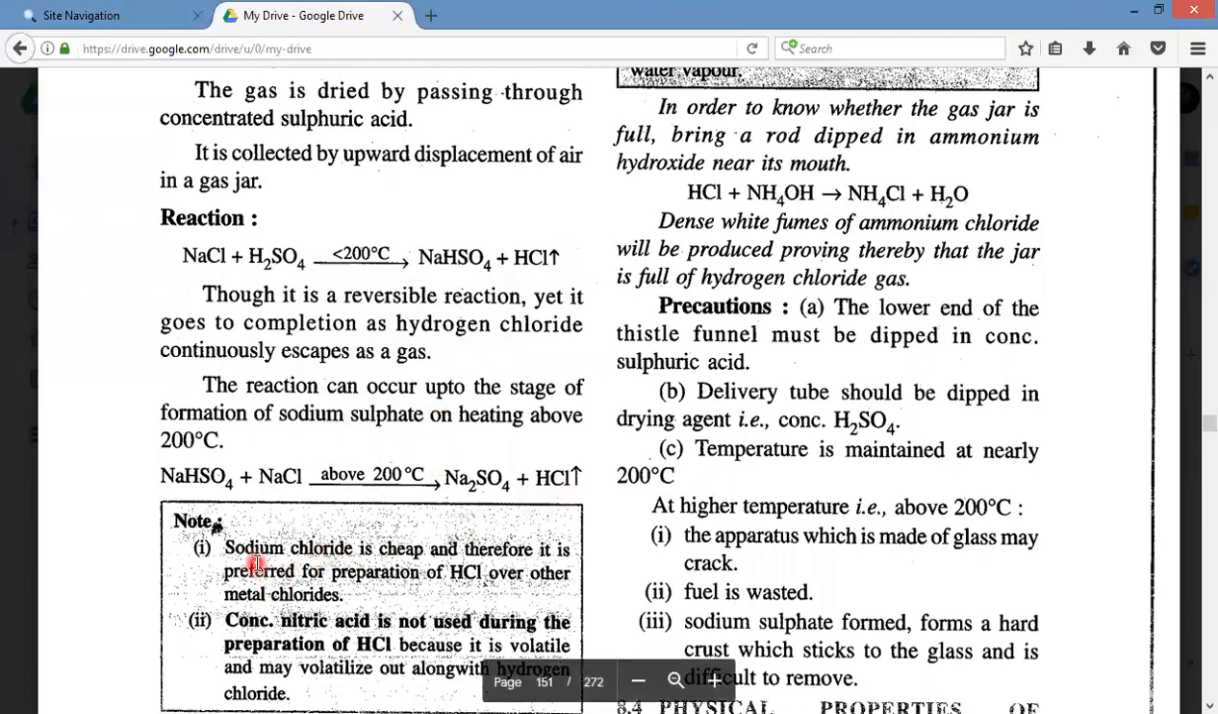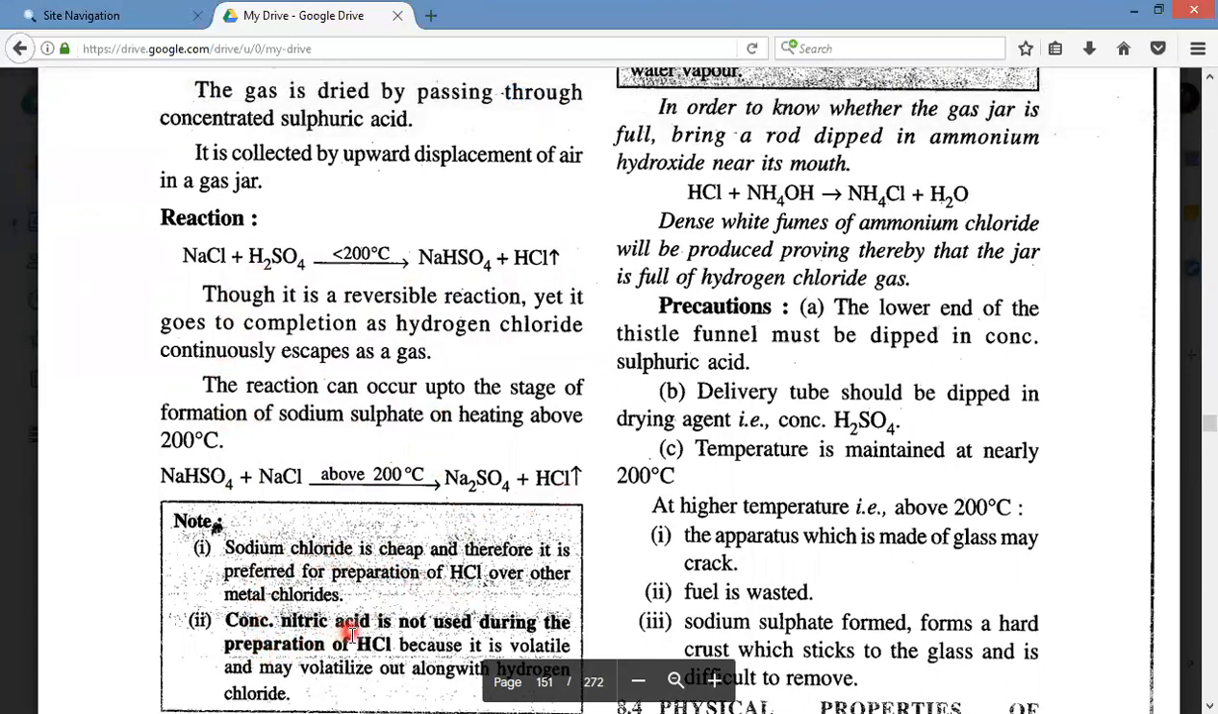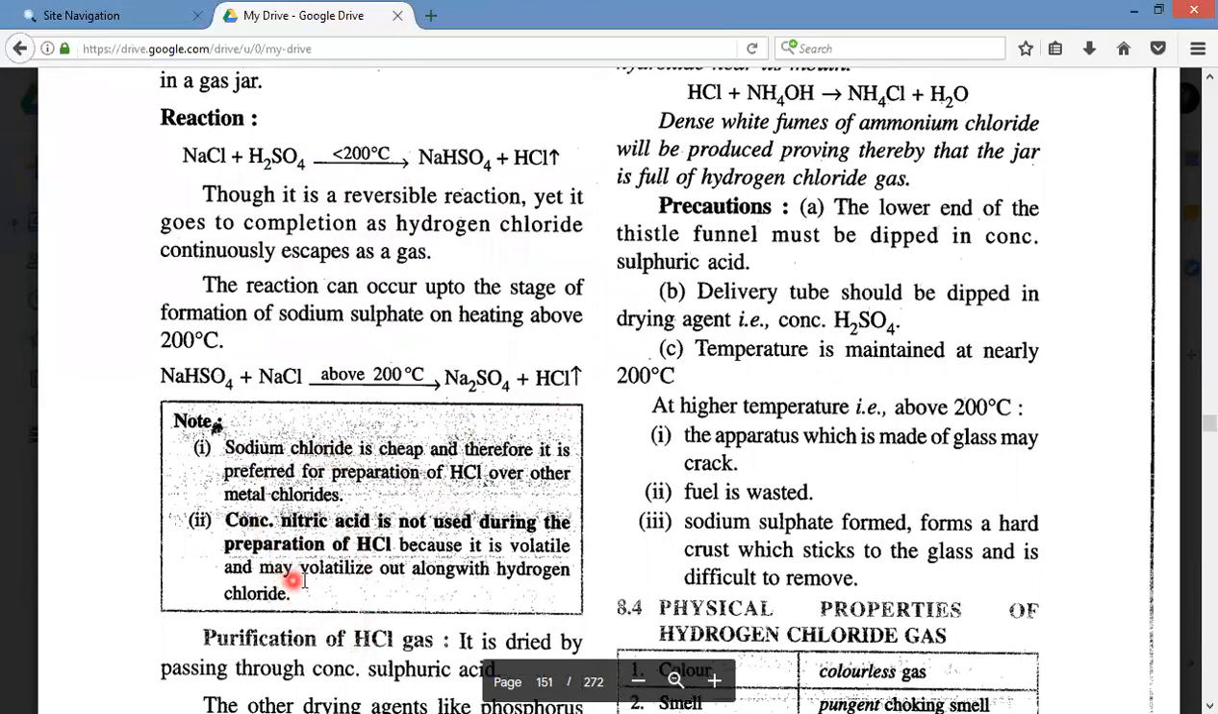Here we are using sodium chloride as a reactant. The reason behind it is that it is cheap and it is preferred for the preparation of hydrogen chloride. Next one, in place of the sulfuric acid, we can't use concentrated nitric acid. The reason is that it is volatile in nature, and it may volatilize along with the hydrogen chloride.